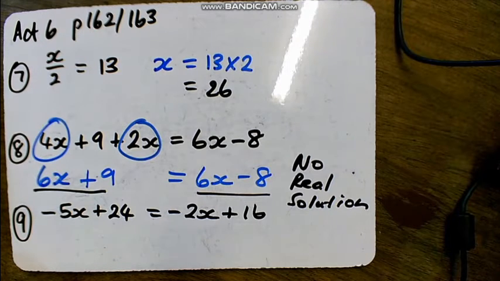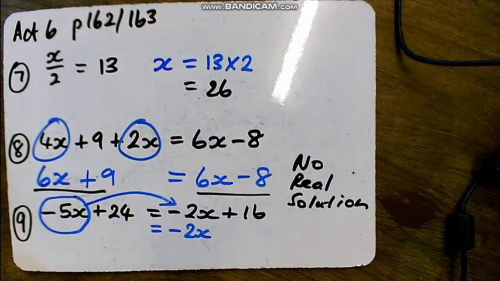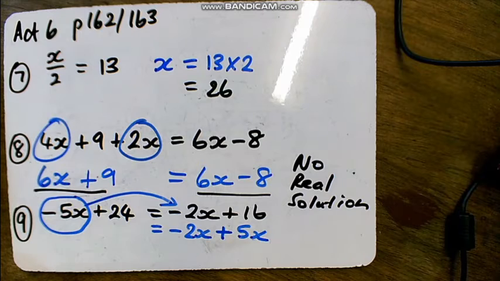If I take the 6x over, it will become minus 6x. And 6x minus 6x is going to give me 0, which means I can't calculate further. So that question means no real solution. Right, class, in the next example, I'm just going to move the minus 5x to the right hand side and it will become plus 5x. Right, so we move the minus 5x over, became plus 5x. What's on the left hand side? We have plus 24. We're going to move the plus 16 over to the left hand side.